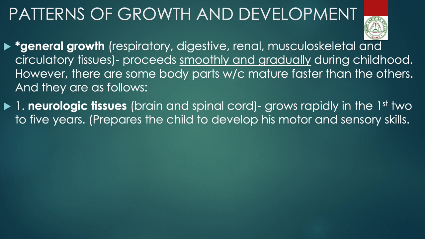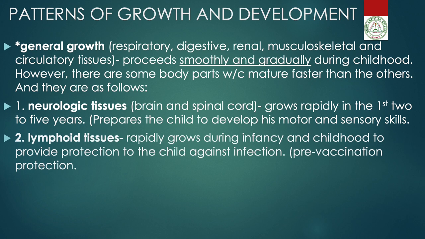Can you just imagine yung bata na hindi nag-develop ng mabuti yung kanyang neurologic system? 5 years old na siya, hindi pa siya nakakapaglakad. 5 years old na siya, hindi pa siya nakakapagsalita ng simple words. Bakit? Kasi nga, underdeveloped yung kanyang brain. So that is the reason why during the first 5 years of life, the neurologic tissues of the child, including the brain and the spinal cord, will have to develop rapidly to prepare the child for his motor and sensory skills.